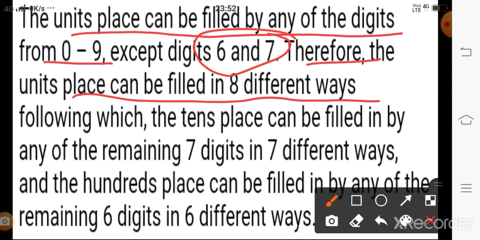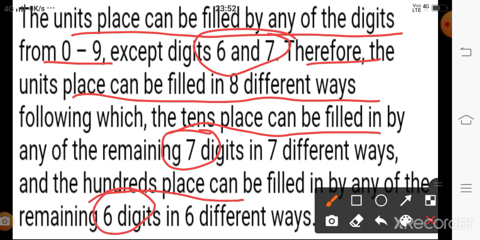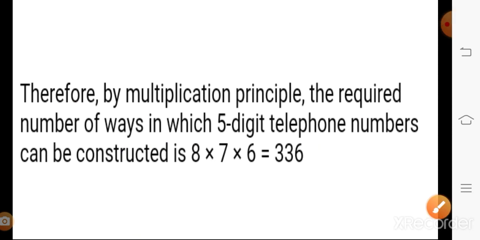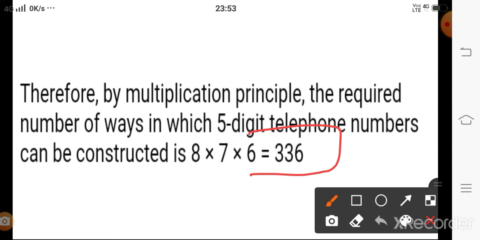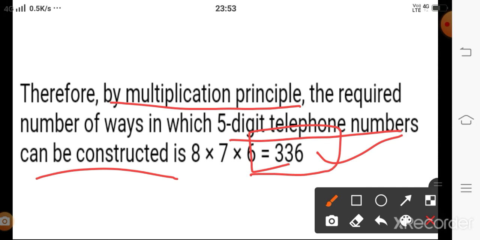And on the unit place we are able to write any number out of those remaining 8 numbers. The tens place can be filled by the remaining 7 digits, and the hundreds place can be filled by the remaining 6 digits. It means that the product of these three, 8 into 7 into 6, and if you multiply these you are getting the solution as 336. Means by the multiplication principle, the required number of ways in which a 5-digit telephone number can be constructed is 336.